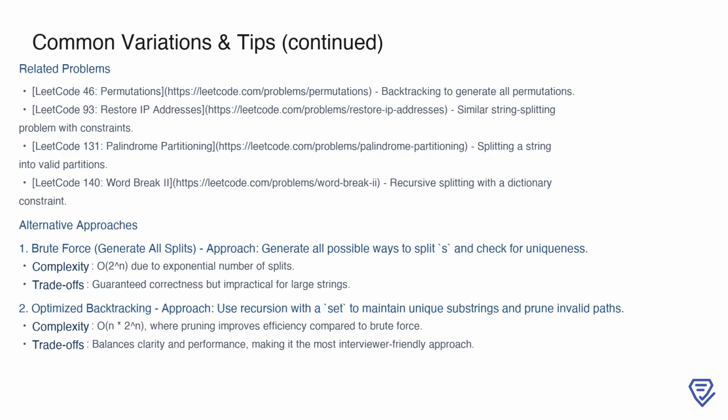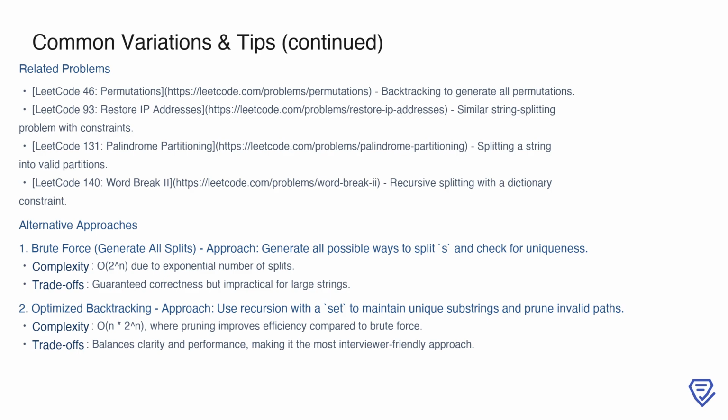To build connections, it's helpful to see how this problem relates to others. For instance, LeetCode 46, Permutations, involves using backtracking to generate all possible permutations of a sequence. Similarly, LeetCode 93, Restore IP Addresses, is another string splitting problem, but with additional constraints for valid IP formatting. LeetCode 131, Palindrome Partitioning, focuses on splitting a string into valid palindrome partitions, and LeetCode 140, Word Break II, requires recursive splitting while validating against a dictionary.